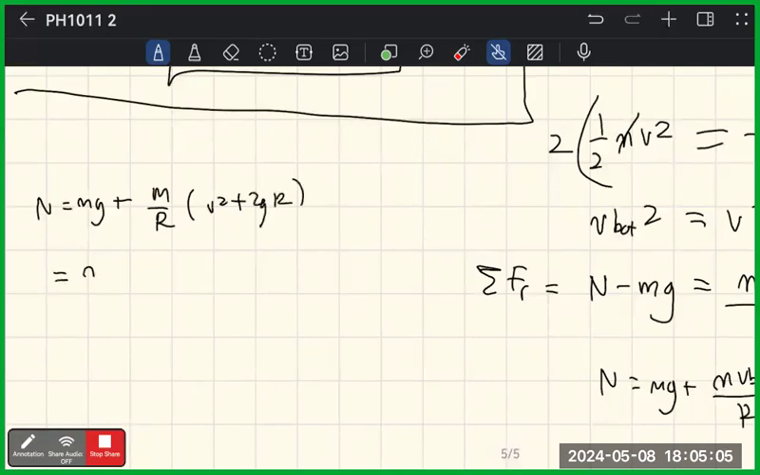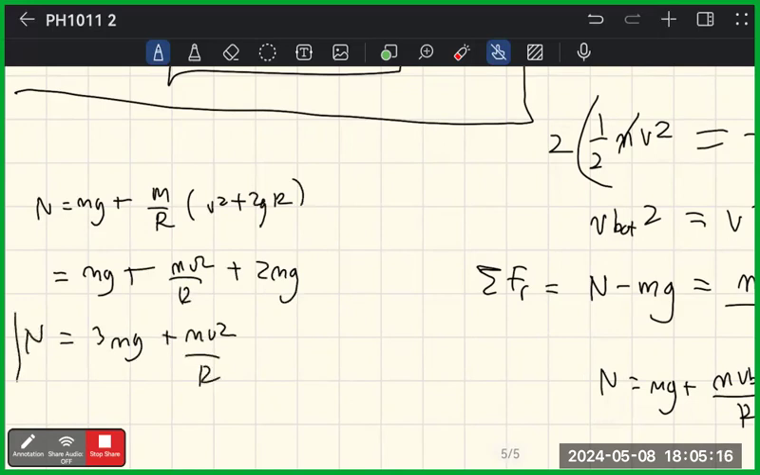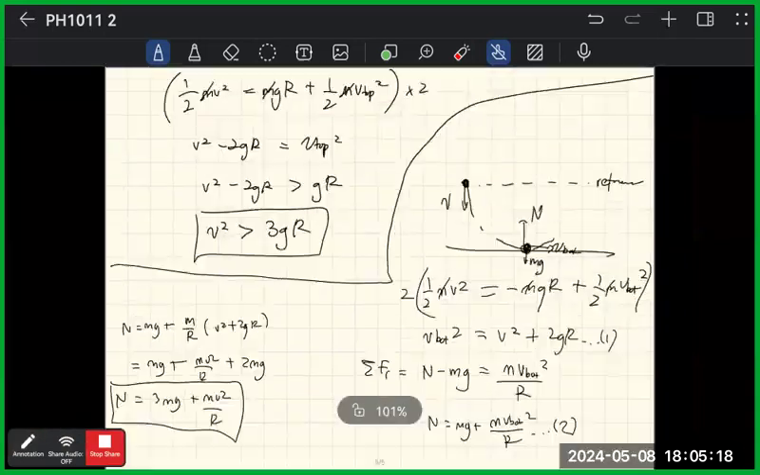Yeah, it's going to be mg added by m v squared over r added by 2mg. It's going to be 3mg added by m v squared over r. Yep, that's how you do it.